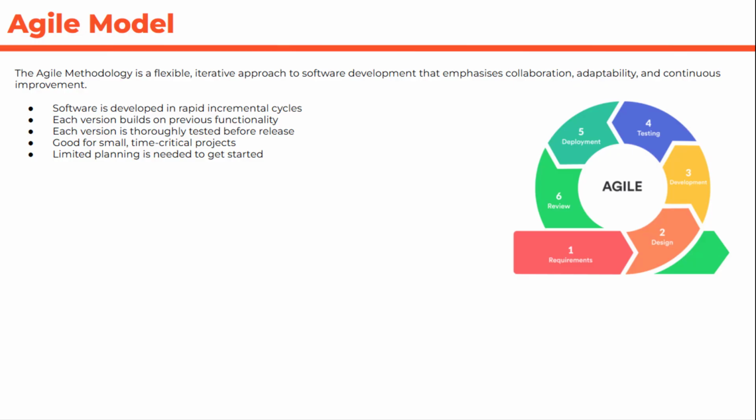Software is developed in a rapid incremental cycle, very short sprints. Each version builds on the previous to add functionality, and each version is thoroughly tested before release. So we're testing as we go. It's good for small time-critical projects with limited planning, and you can basically get started pretty much straight away. And this is why developers tend to like it, because there's not as much focus on paperwork.